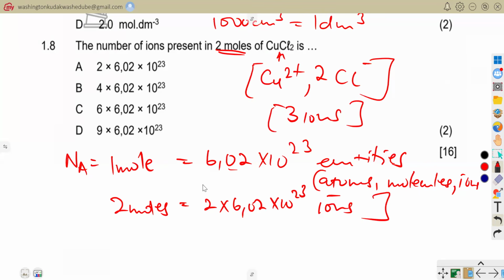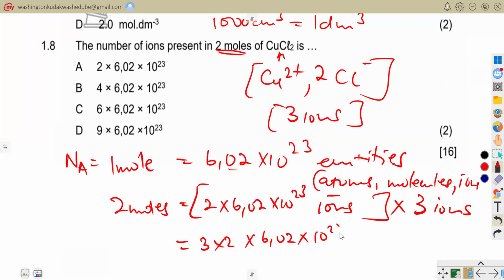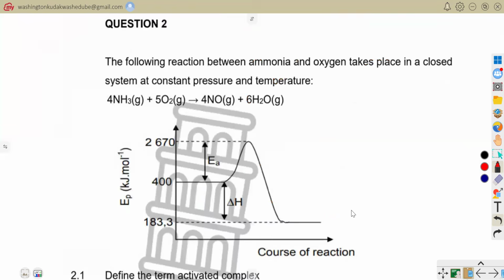And then we know that each compound has got 3 ions. If it's now 2 moles of that compound, it will be equal to 3 times 2 times 6.02 times 10 to the power 23 ions. So this was going to give us 6 times 6.02 times 10 to the power 23. So our answer was just supposed to be C. Now let's go to the following question.